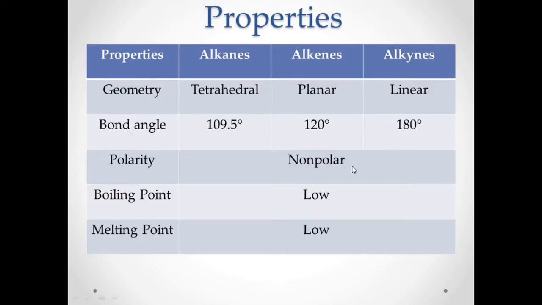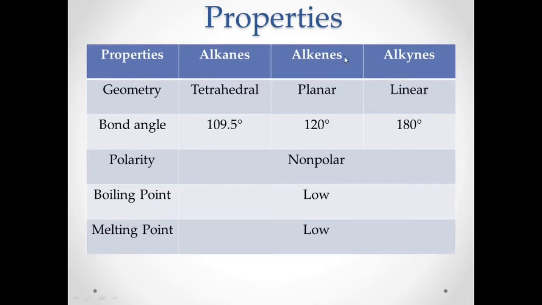So basically, what are the properties? How do alkenes and alkynes differ from alkanes? For geometry, we already knew that for alkanes the geometry is tetrahedral. For alkenes, it's planar, and for alkynes, it's linear. So the bond angle for alkanes would be 109.5 degrees. For alkenes, that is 120 degrees, so it is planar. And for alkynes, it's linear, so the bond angle should be 180 degrees.